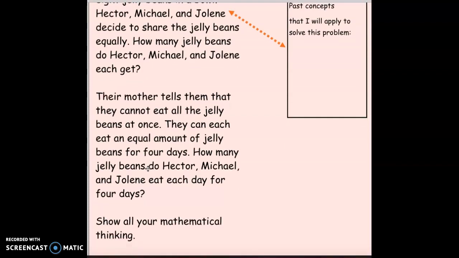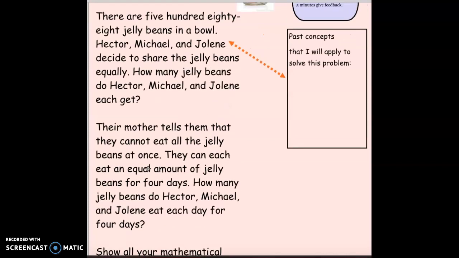Show your mathematical thinking. So what I want you to do right now is pause this video and jot down some past concepts that you know that can help you with solving this problem.